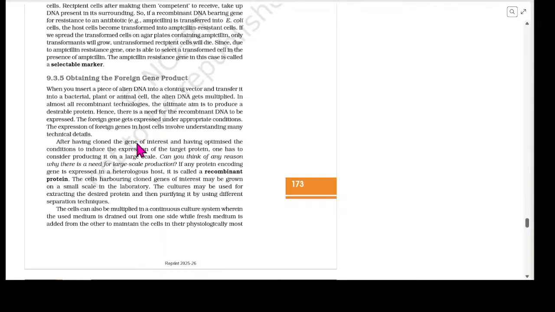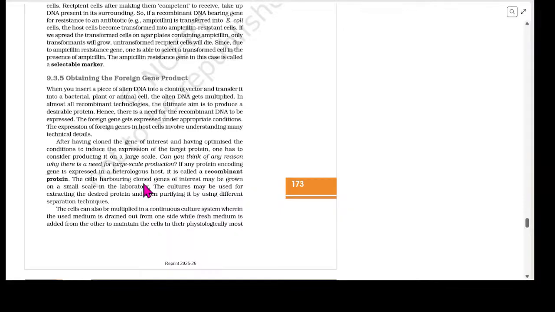After having cloned the gene of interest and having optimized the conditions to induce the expression of the target protein, one has to consider producing it on a larger scale. Can you think of any reason why there is a need of large scale production? If any protein encoding gene is expressed in a heterologous host, it is called the recombinant protein.